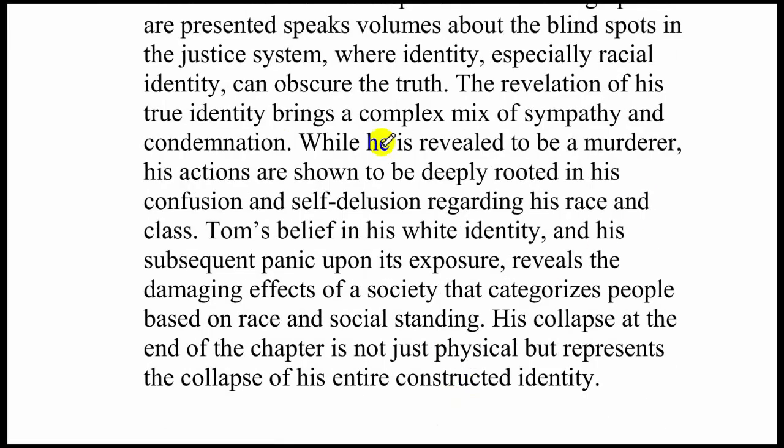The revelation of his true identity brings a complex mix of sympathy and condemnation. While he is revealed to be a murderer, his actions are shown to be deeply rooted in his confusion and self-delusion regarding his race and class. Tom's belief in his white identity and his subsequent panic upon its exposure reveals the damaging effects of a society that categorizes people based on race and social standing. His collapse at the end of the chapter is not just physical, but represents the collapse of his entire constructed identity.